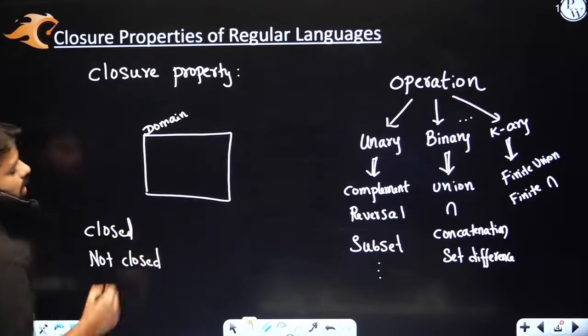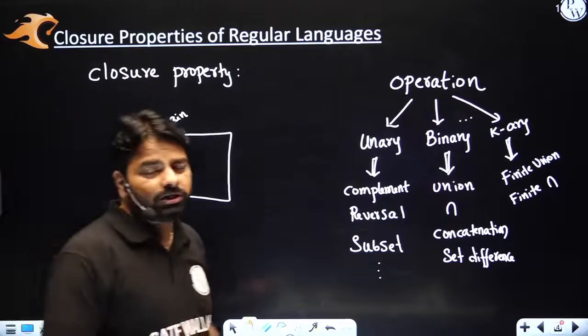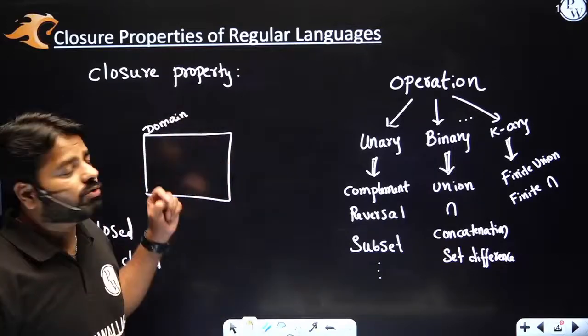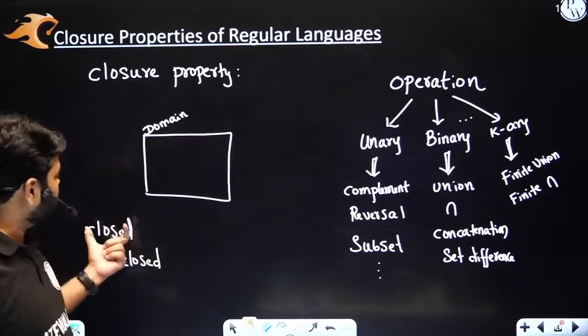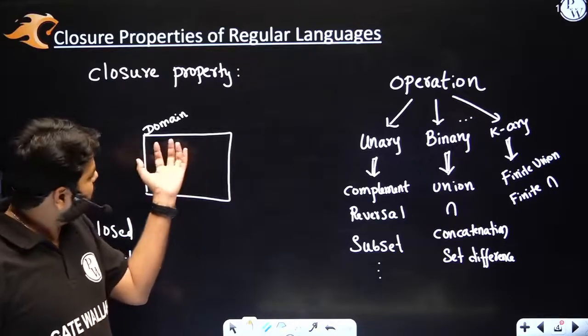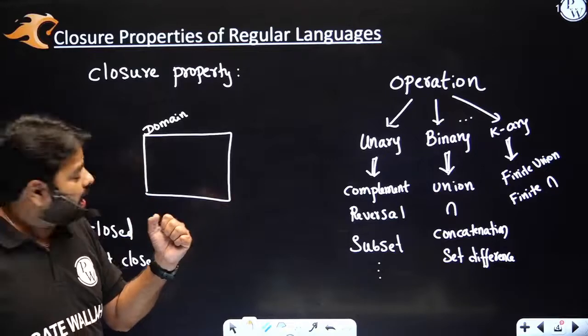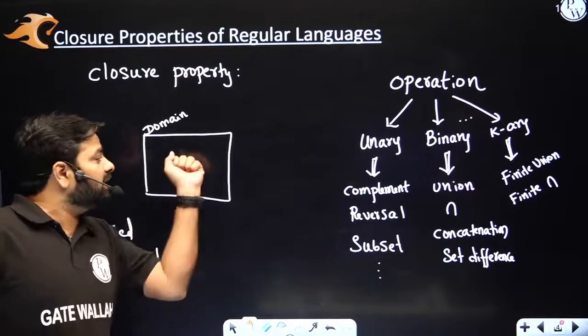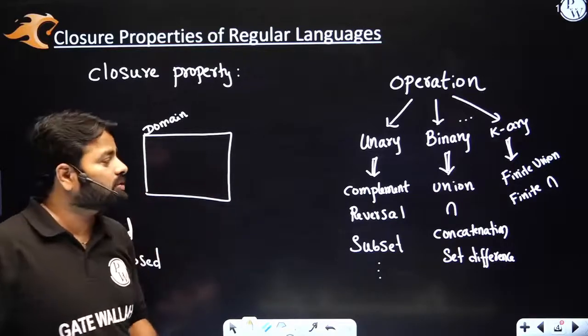Is the operation closed or not for this domain? This is how you are going to learn. When is it closed? You take the languages from the domain and apply the operation. If the result is inside the domain, that operation is called closed.